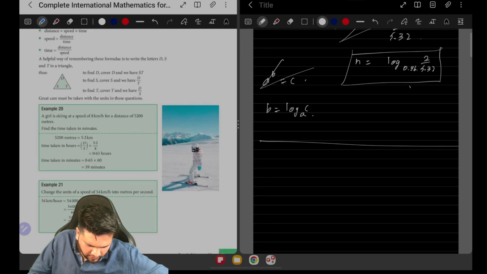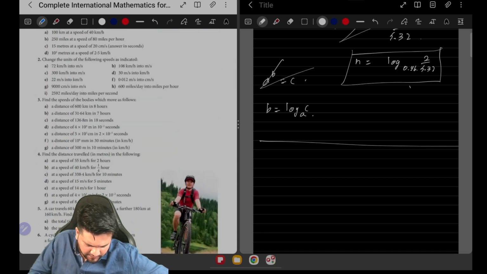So obviously, speed is what? Distance upon time, or distance is speed into time. So that formula you just have to use it.